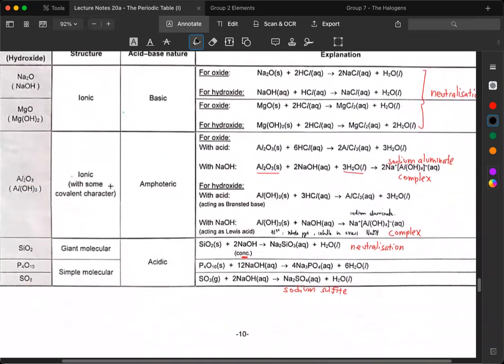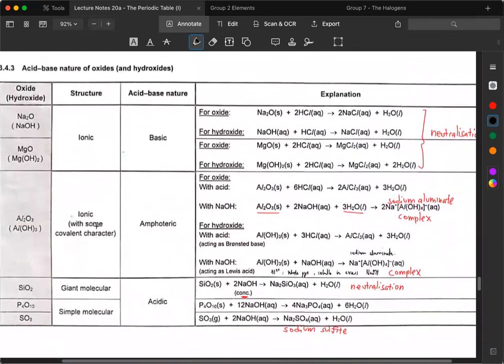For aluminum oxide, it's an ionic compound, but with some covalent character. So it's amphoteric. It can react with acid as well as with alkaline to form sodium aluminate complex. Now you have to learn this, the complex.